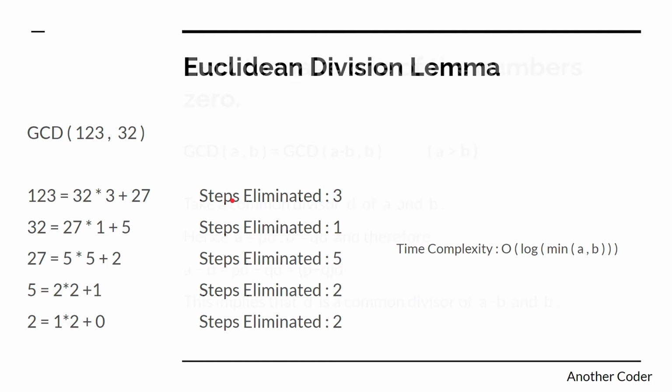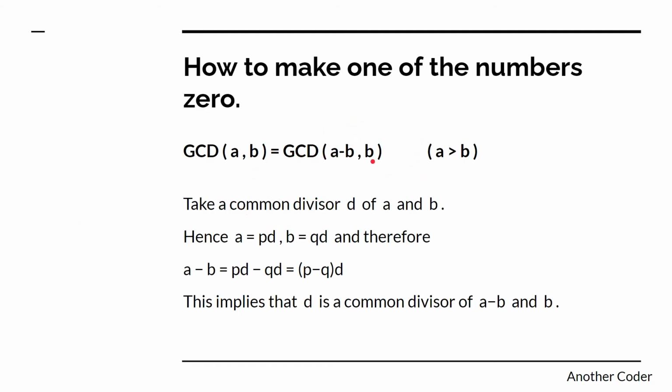So the problem with this particular approach is that it doesn't reduce our complexity at all. It will still take O of n time in the worst case. For example, if one of those numbers is 8 and the other number is 1, in this particular case we'll subtract 1 from 8, it will become 7 comma 1, then it will become 6 comma 1, then 5 comma 1, 4 comma 1, 3 comma 1.